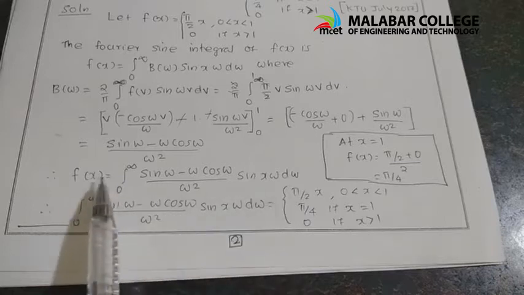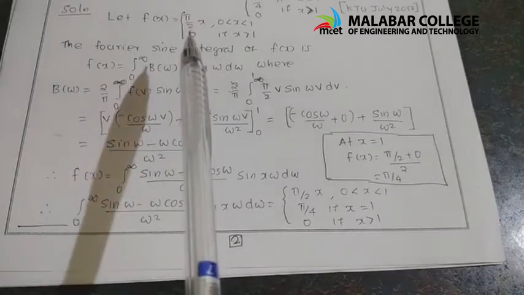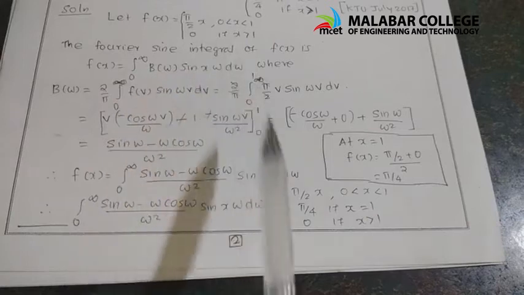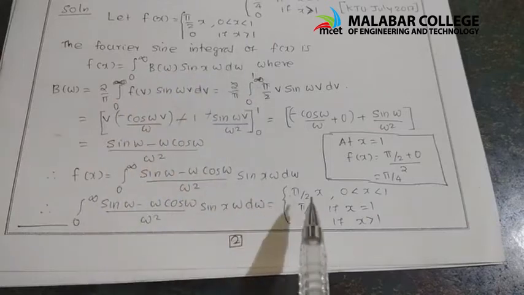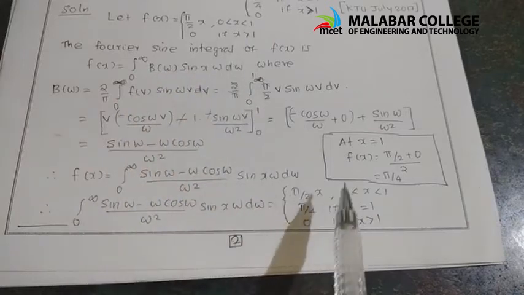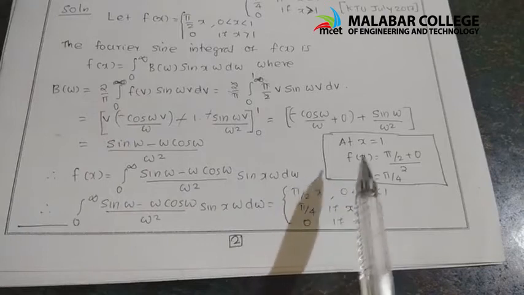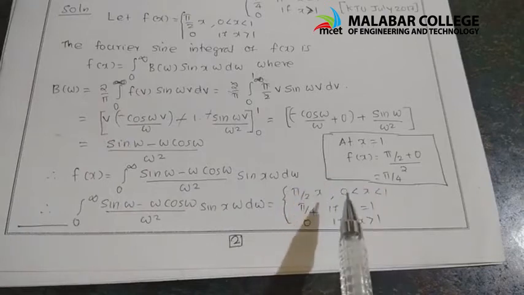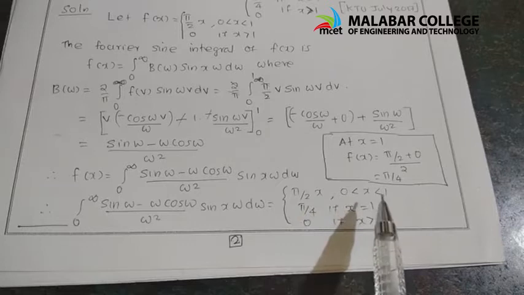What is the value of f of x here? It is pi by 2x. So in between 0 and 1 it is pi by 2x. But when x equal to 0, what will happen? When x equal to 1, one value is 0 here, one value is 1 here. So at x equal to 1, what will happen?